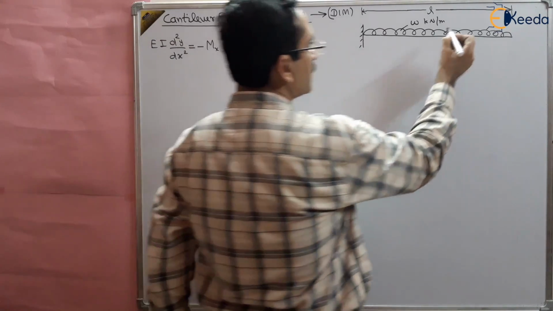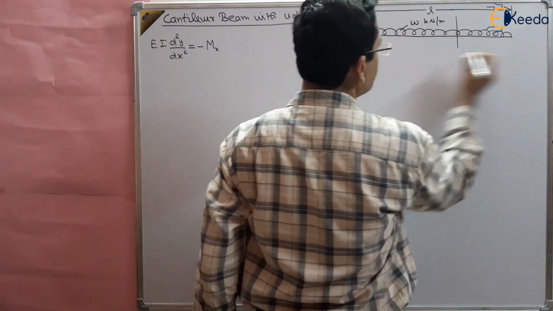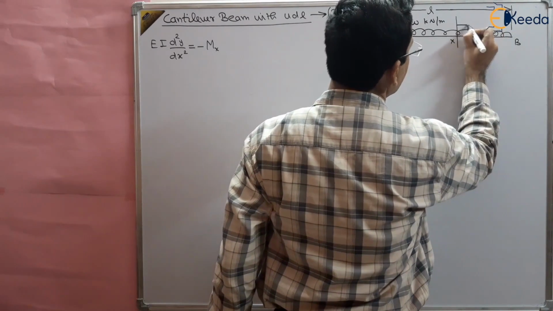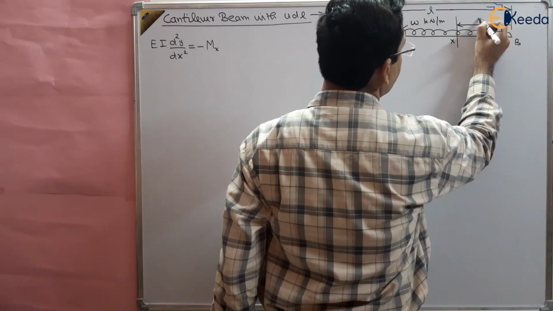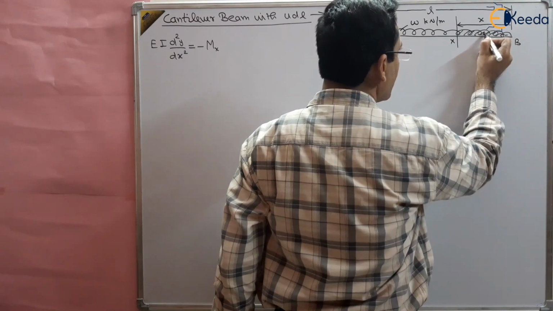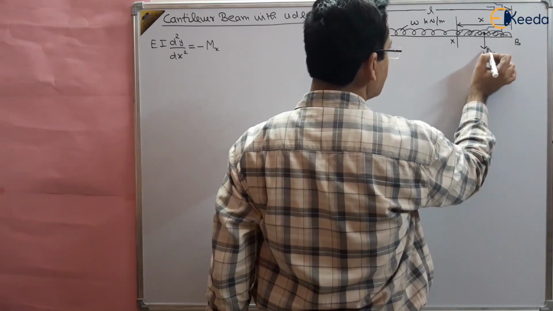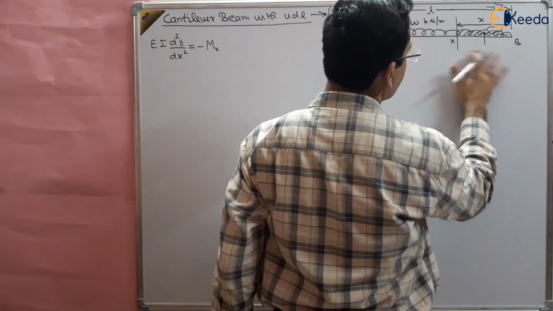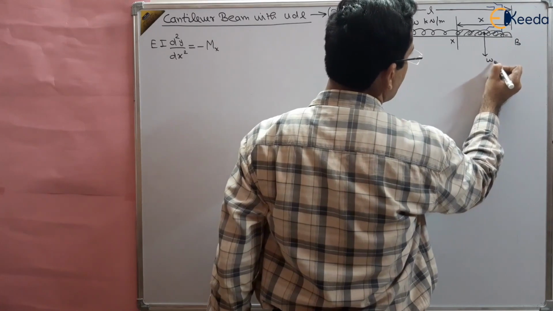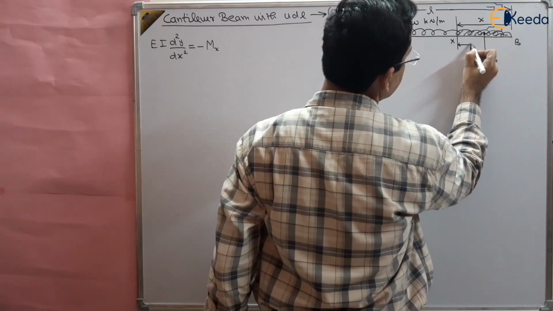So if we take the moment at a distance x from the free end, suppose this is A, this is B, B is our free end. What will be the moment at a distance x from the free end? The load of this part is wx, w multiplied by x, acting at the center, at a distance of x by 2 from the end, because it is at center. So if this total is x, this distance is x by 2.